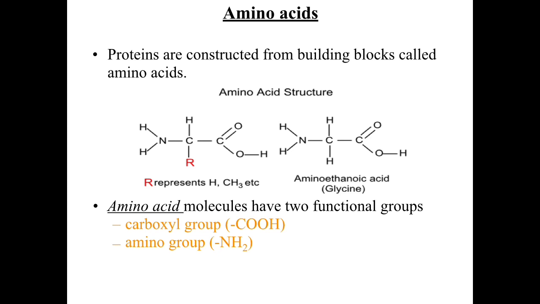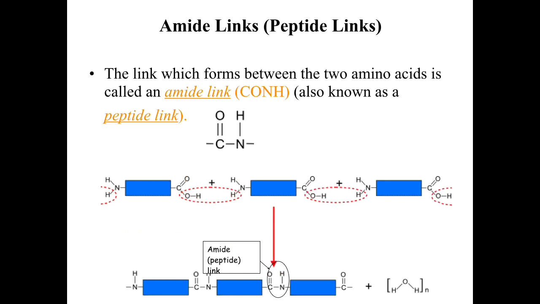Moving on to proteins. Proteins are constructed from amino acids. These are their basic building blocks. Amino acids have two different ends. They have an amine group at one side, the N and the N with the two H's, and a carboxyl group on the other side. This allows for a condensation reaction where a hydrogen from the amine group joins with the hydroxyl from the carboxyl group to give us a peptide link, amide, peptide. You can use either term.